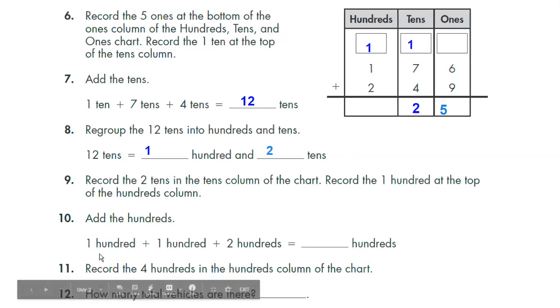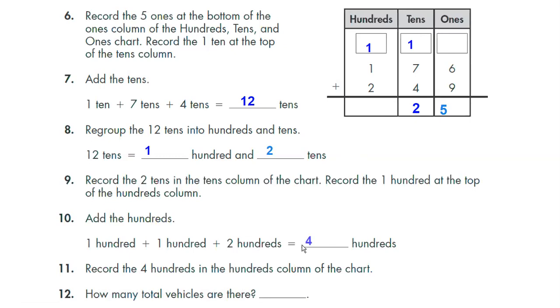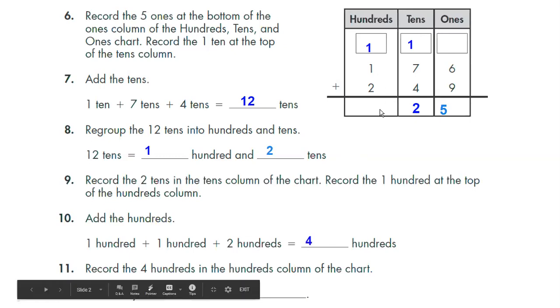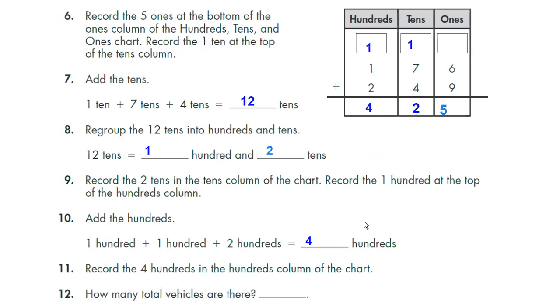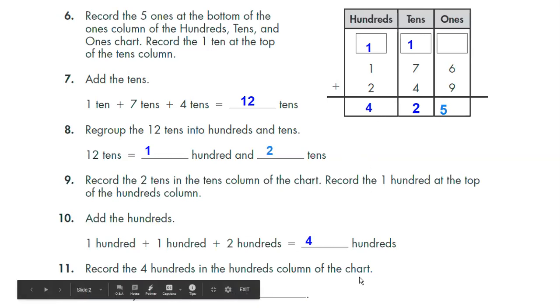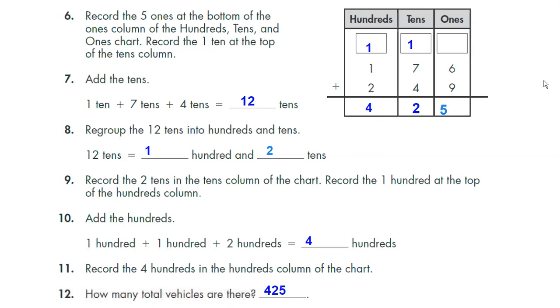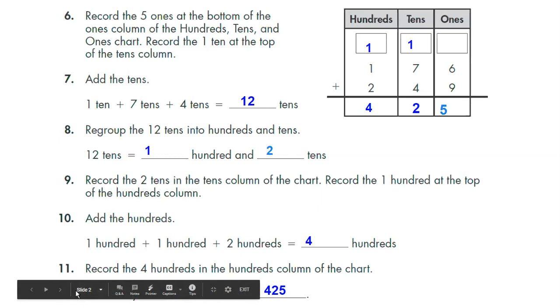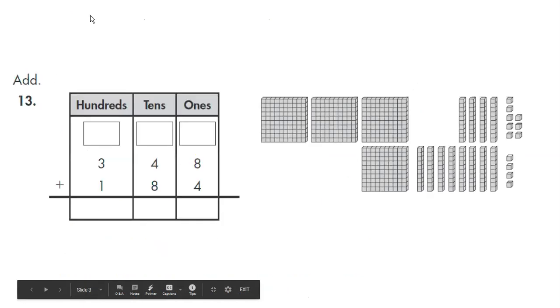Now we can add our hundreds. 100 plus 100 plus 200 equals 400. So then I would record my hundreds in the hundreds column. So how many vehicles in all? There were 425. Okay, so let's look at the next problem.